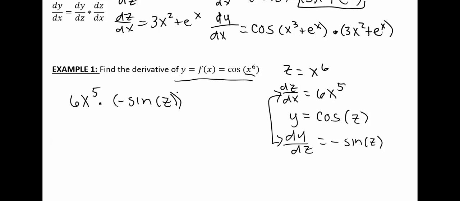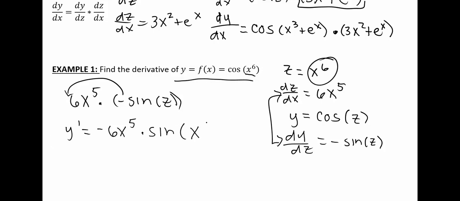A couple things here. I don't want a z in my final answer, so I'm going to need to substitute back in. Additionally, I have a negative sign, and normally I'm going to pull that negative sign out to the front. So my derivative is negative 6x to the fifth, times sine, and instead of z, I'm going to have x to the sixth. So my derivative is negative 6x to the fifth times sine of x to the sixth.